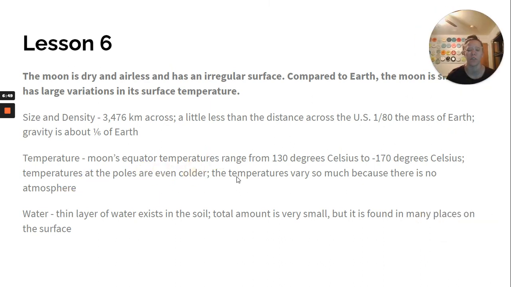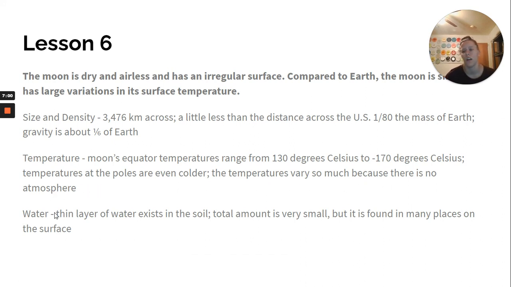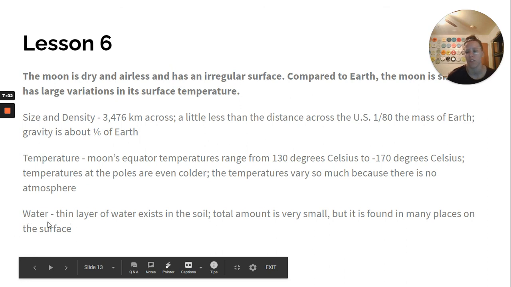Temperature, moon's equator temperatures range from 130 degrees Celsius to negative 170 degrees Celsius. Temperatures at the poles are even colder. Temperatures vary so much because there is no atmosphere. There's a question about the atmosphere, true, false. And then there's a question about the water, true, false. So water, there is a thin layer of water that exists in the soil. Total amount is small, but is found in many places on the surface.